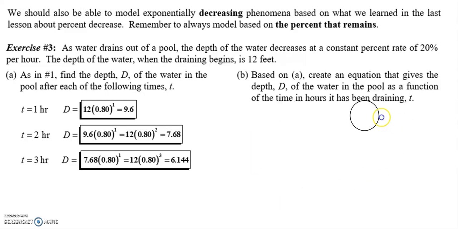Okay, let's see if you got something like that. So the depth is based off time, so d of t, initial amount. The growth rate, this is actually a decay rate because it's less than 1. And there's your exponent t.